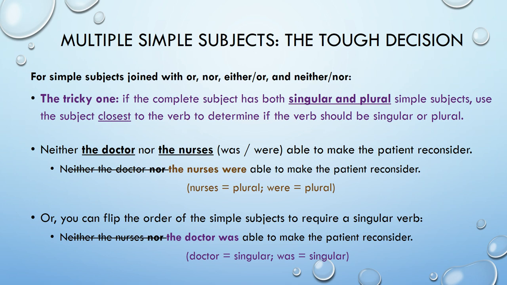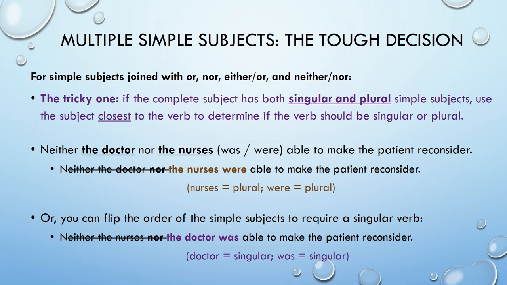So an example here, neither the doctor nor the nurses were able to make the patient reconsider. Because nurses is plural, then the verb has to be plural. And one way that you can check that is to lop off the beginning of the sentence, just to check if you're using the correct verb form there. The nurses were able to make the patient reconsider. So nurses were. That sounds right to most people, right? But that's what's behind that rule, is that you look at the subject that's closest to the verb to make that decision.